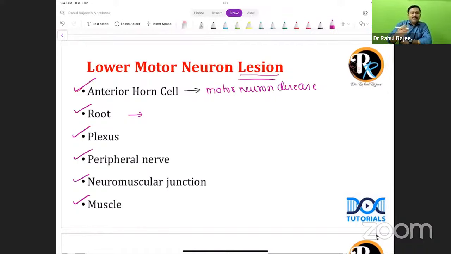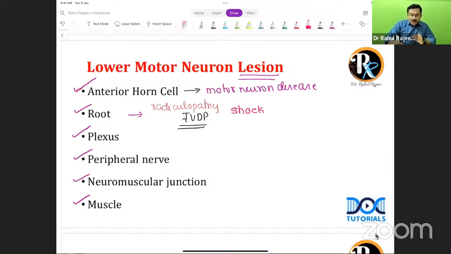Root means what? When a root is affected, you get a disease that is known as radiculopathy. You might have seen some people having shock-like pain in a distribution of a nerve root. Why does this often happen? For example, they are having a disc disease, intervertebral disc prolapse, IVDP. You might have seen, maybe one of your friends is having it. They might, or you yourself may be having it. They might tell, in between, I get a shock-like pain radiating. So radiculopathy is a shock-like pain.